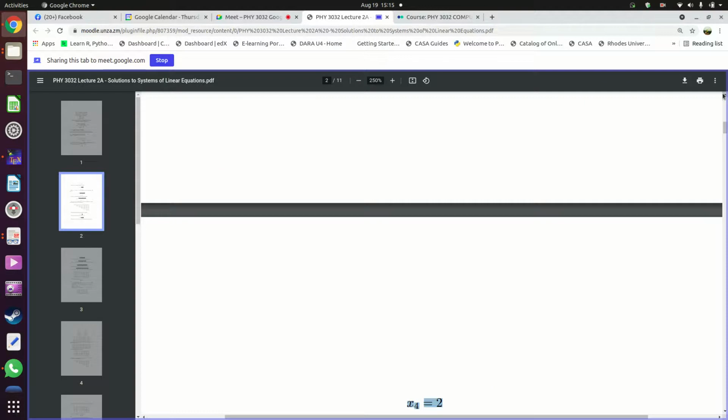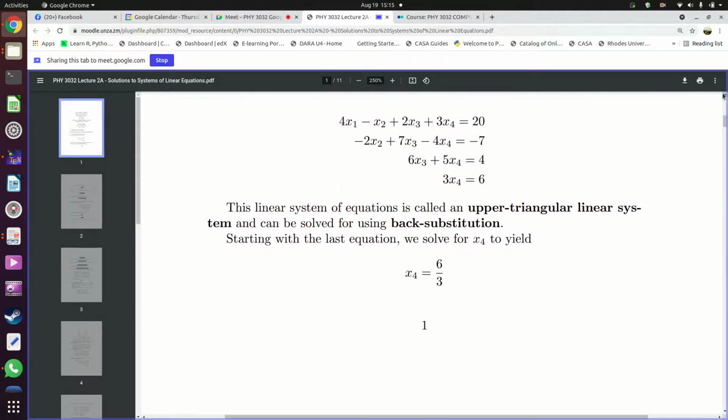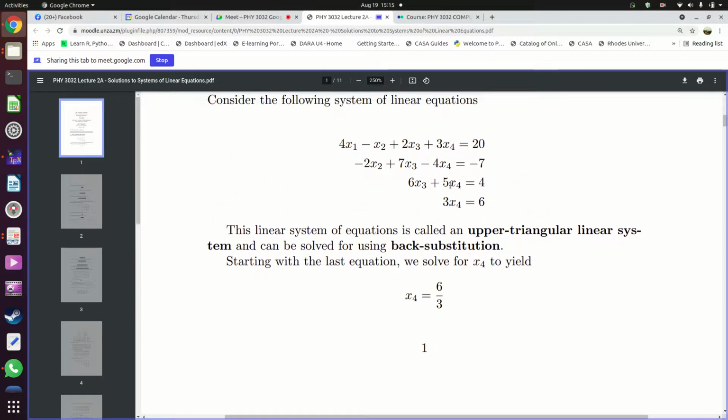Once you get your 2, you are going to use the value of 2 you have obtained here in the second last equation. So once you find your x4, which equals 2, you're going to use it here to find x3. So in that case, you're going to have 6x3 equals 4 minus 5x4. Then you divide both sides by 6. You're going to end up with x3 equals (4 minus 5x4) divided by 6. Then you work out what x3 is.